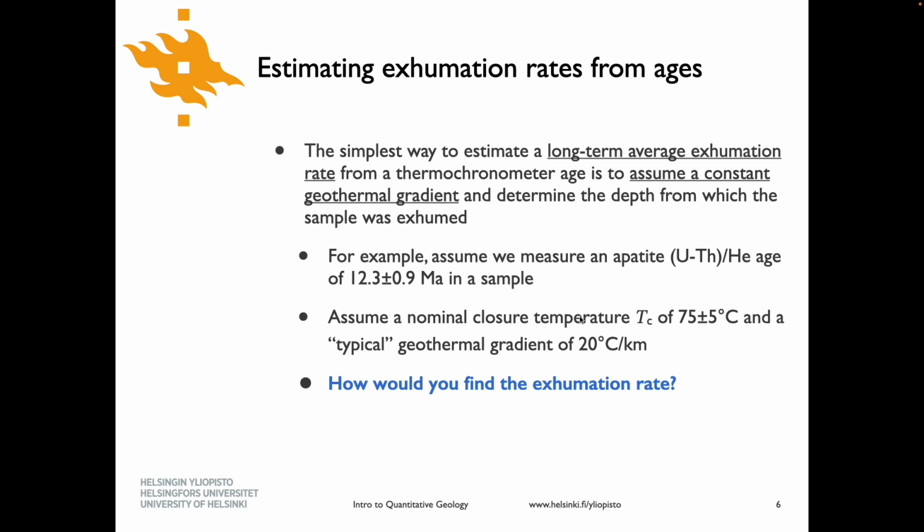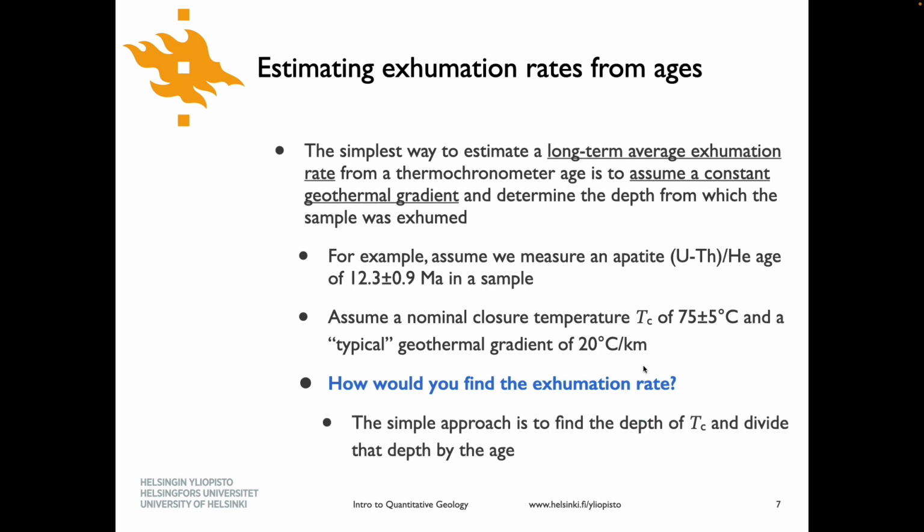So the simple way to do that, if you don't want to figure out with a more sophisticated model how deep your closure temperature was, is to assume a typical geothermal gradient. If we say it's 20 degrees C per kilometer, and we have a closure temperature of 75 degrees C, we can figure out that we would have to go 3.75 kilometers, or 3.5 kilometers, down to hit 75 degrees C.